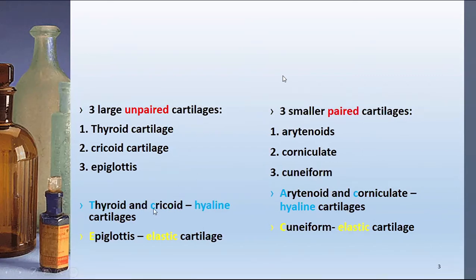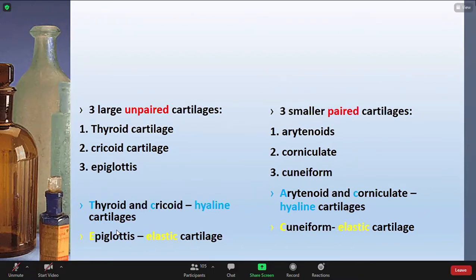The thyroid and the cricoid cartilages are hyaline cartilages. The arytenoids are also hyaline cartilages. So these are tougher cartilages compared to the elastic cartilages, which are more flexible. The elastic cartilages are the corniculate, epiglottis, and the cuneiform.